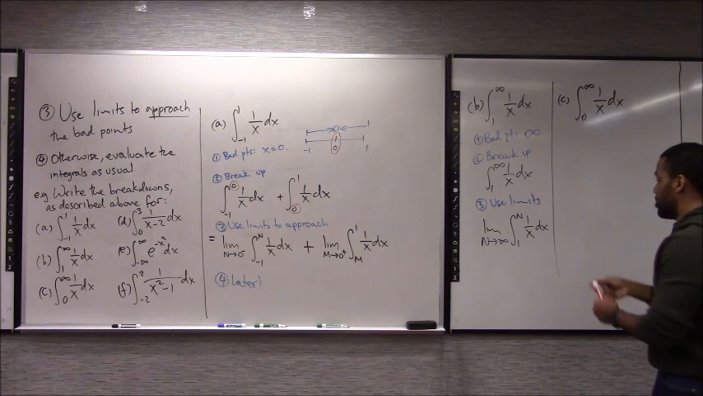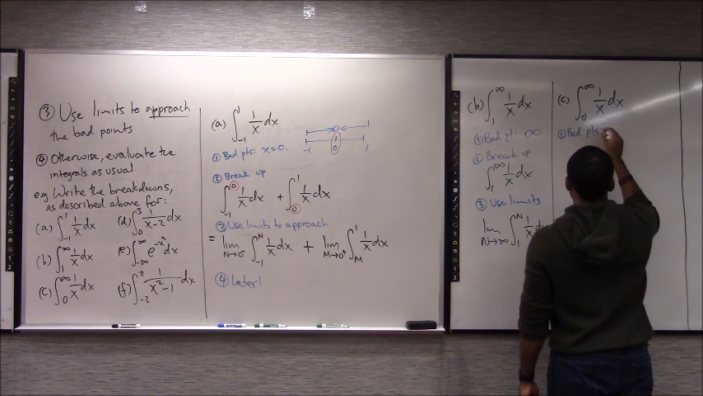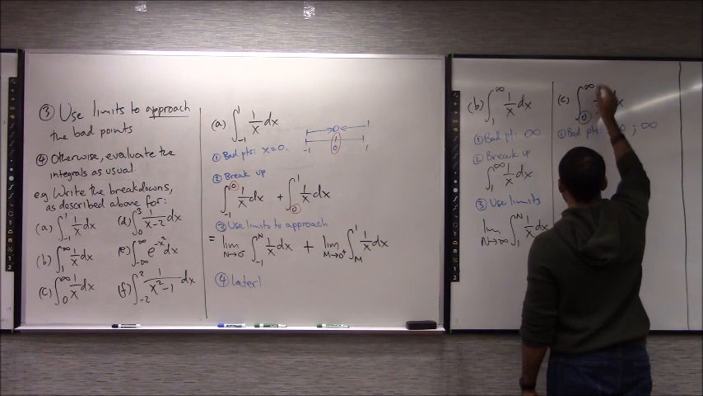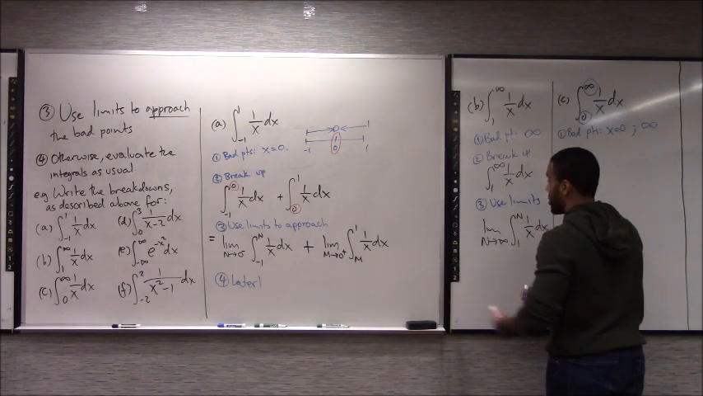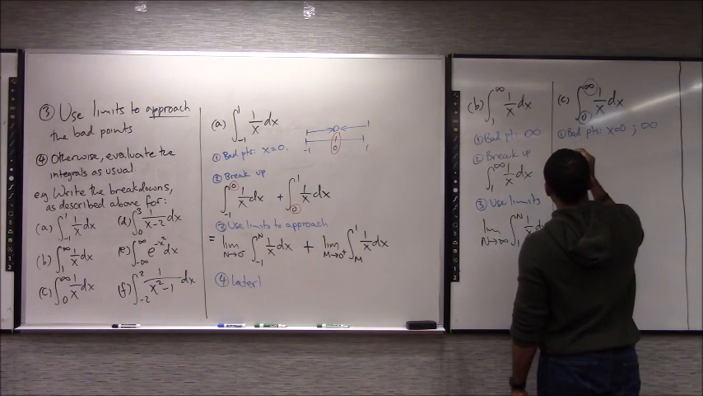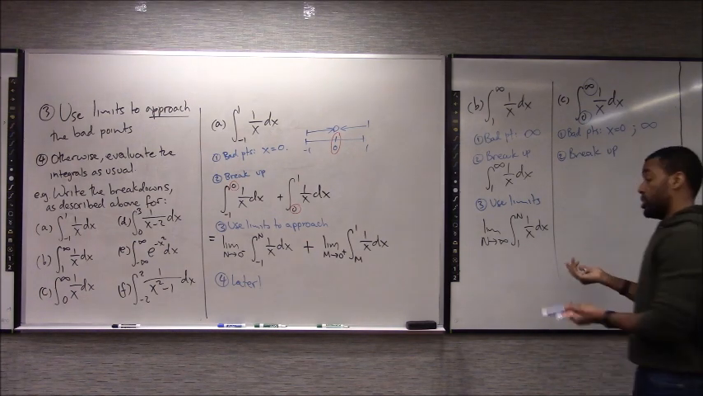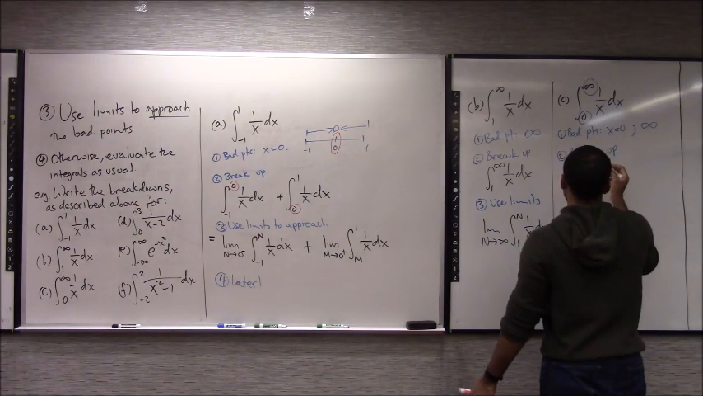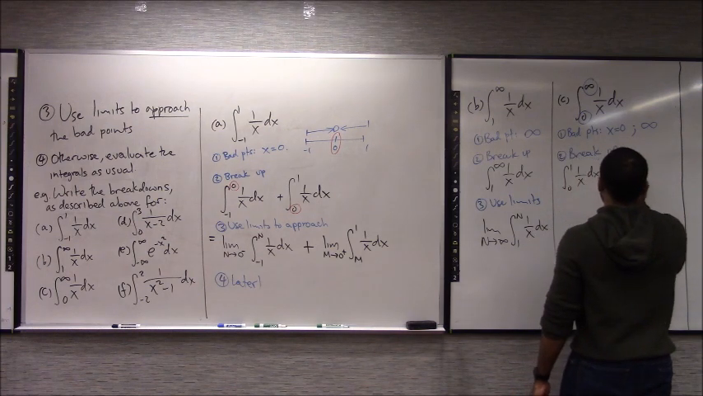What about this one? Bad points? x equals 0 and infinity. So there are 2 bad points. Notice that they're both on one integral. You can't deal with 2 of them at the same time. You can only deal with 1 because we only have one-sided limits. For step 2, you're going to do the breakup. Could you choose any point in between? You can choose any point in between as long as it's not a bad point. So what do you want to pick? 1. Yes, so you can do 0 to 1 plus 1 to infinity.